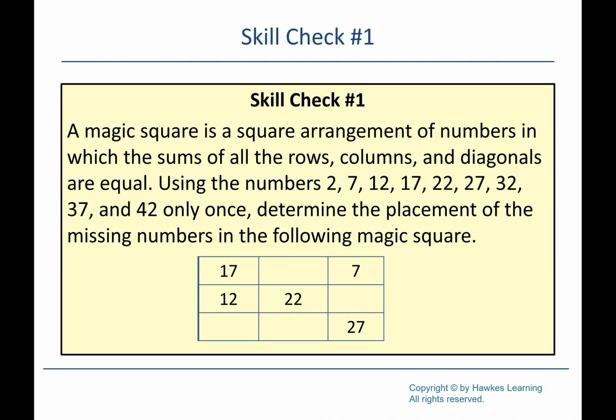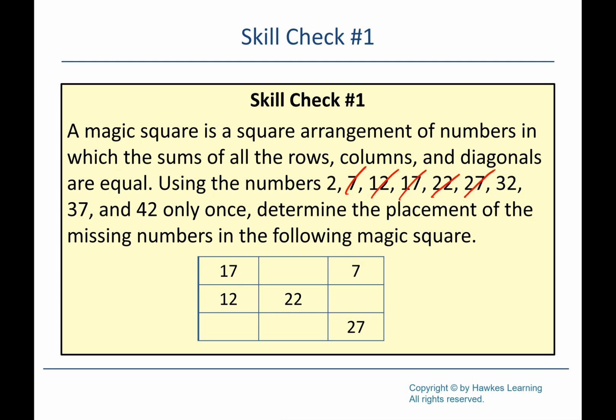This one looks more intimidating than it really is because we've already got some of the numbers in the square. We can't use them more than once, so we can mark off all the ones that are already in there. So 7's already in there, 12, 17, 22, and 27. So it's not quite as bad, right? We don't have so many different possibilities we have to be concerned about here.